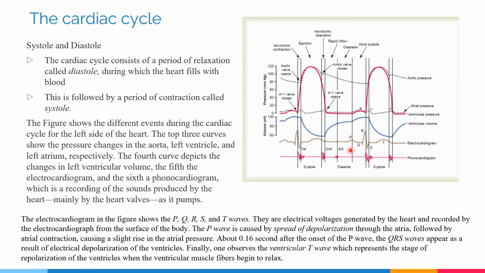About 0.16 seconds after the onset of the P wave, we have the Q, R, and S waves occurring, which is a result of electrical depolarization of the ventricles. And finally, we observe the T wave, which represents the repolarization of the ventricles when the ventricular muscle finally begins to relax. And thus they are now prepared for the next cycle of contraction.